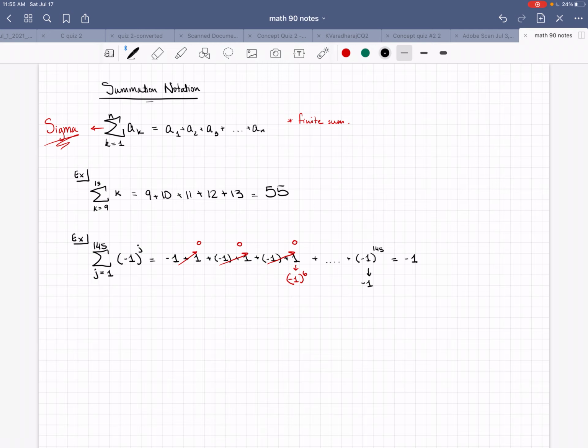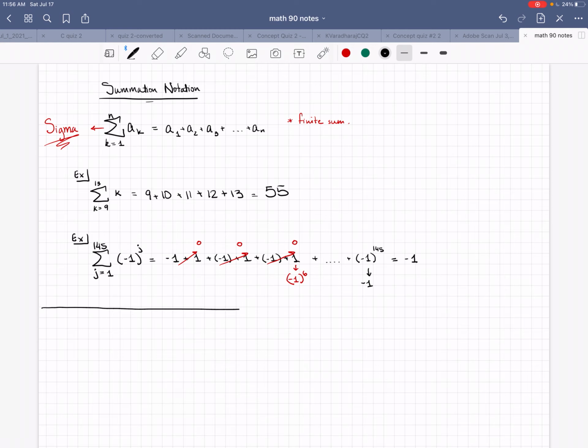So again, when you have a lot of numbers like this, it's really, really important not to think about, hey, should I write out all 145 of them, or is it okay?